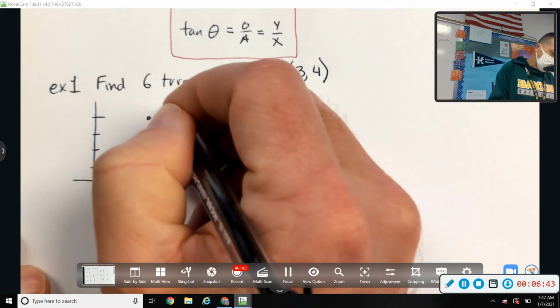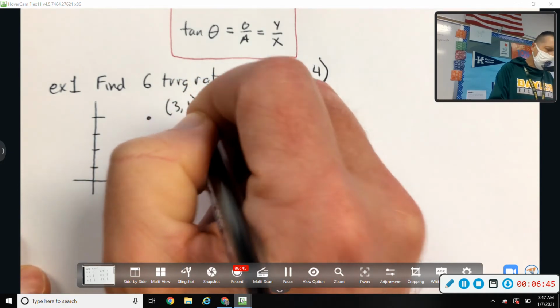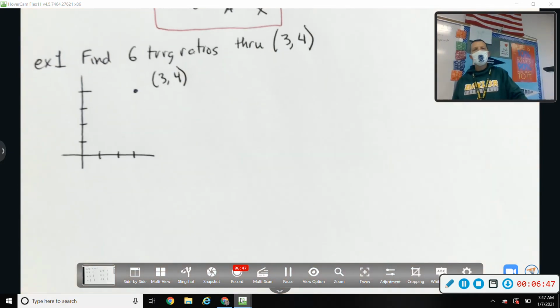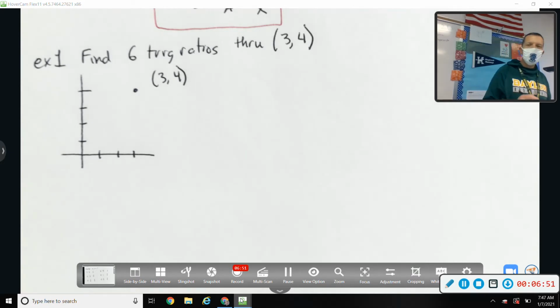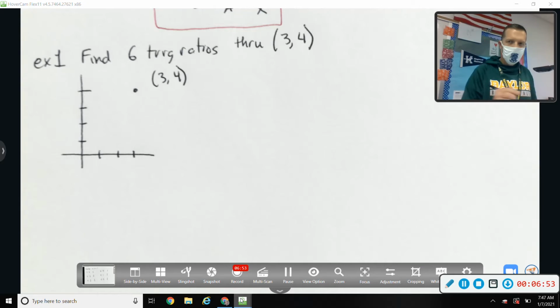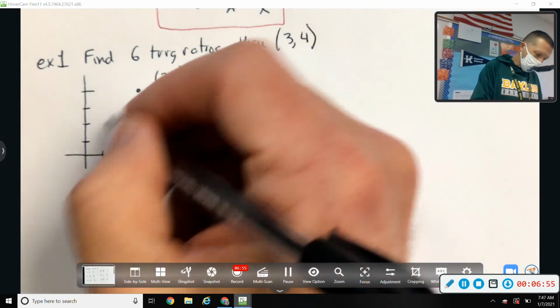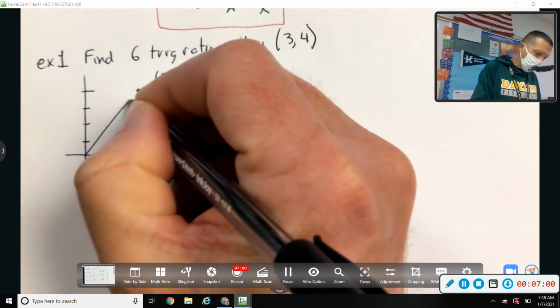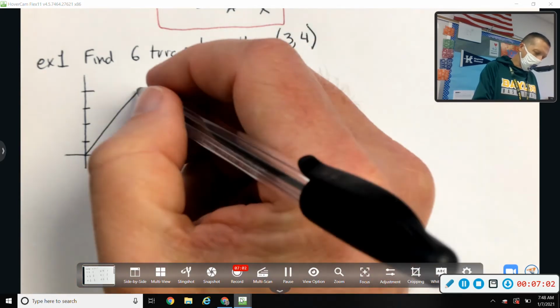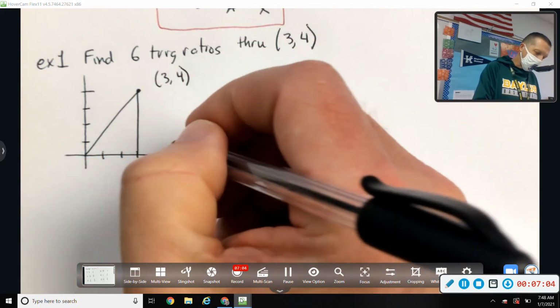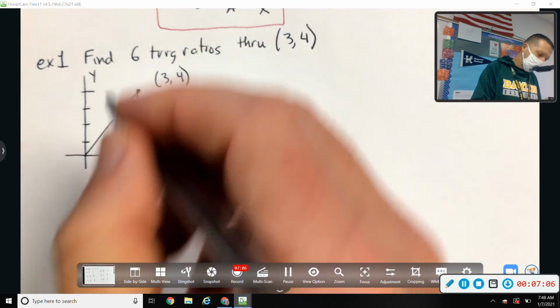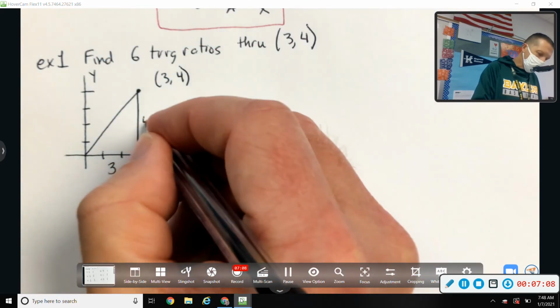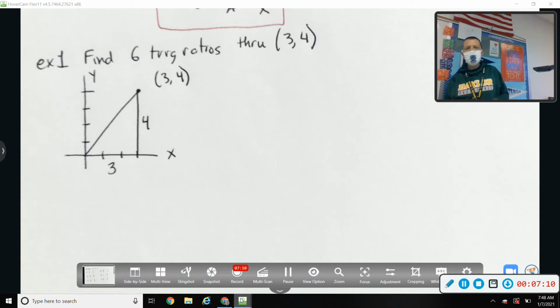So we plot the point (3, 4). Maybe we should have made plotting points part of the warm-ups, right? Make sure we get our x and our y's correct. Draw a line from the origin to the point, and then from the point to the x-axis. And I'm going to label the sides.